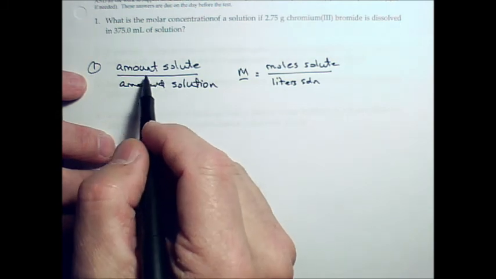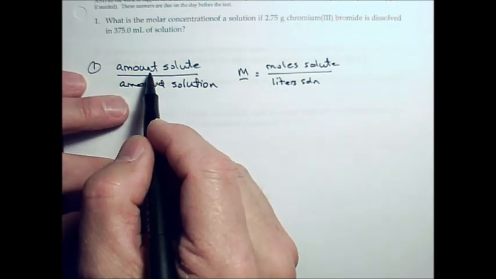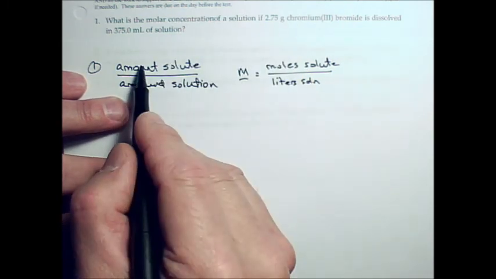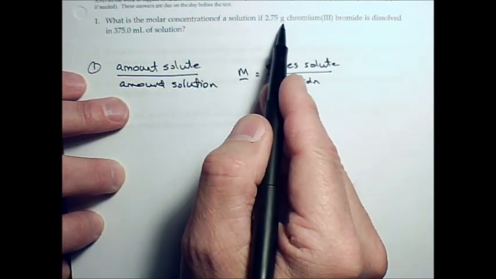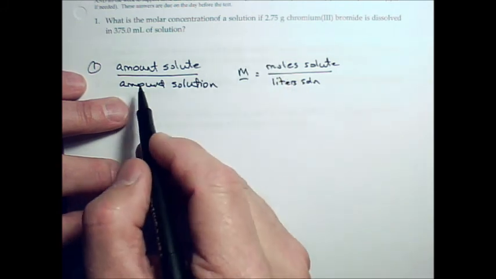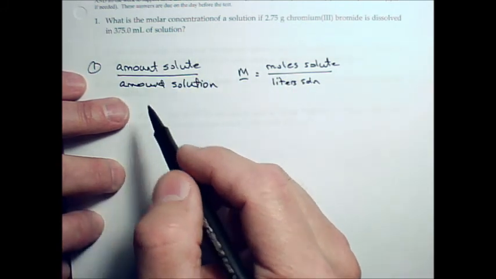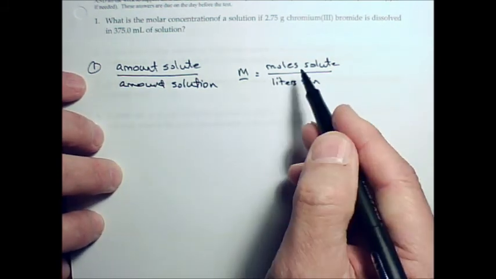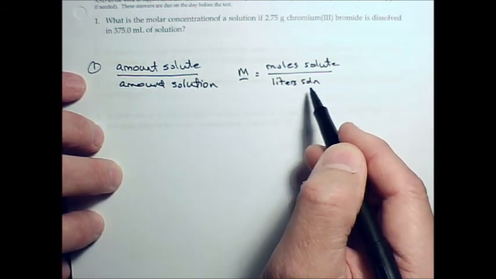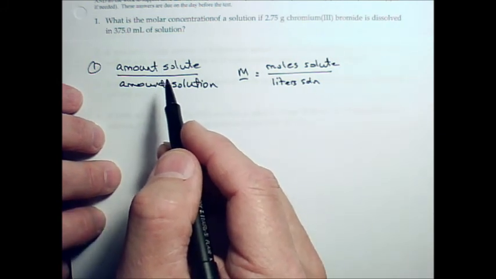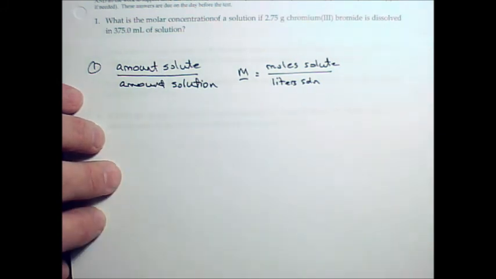What we're going to do to start this calculation is we're going to pick the amount in the problem of the solute, no matter what the units of measurement are, and put that over 1. Pick the amount of solution, no matter what those units of measurement are, and put it on the bottom, and then convert our way to get to these two units of measurement.